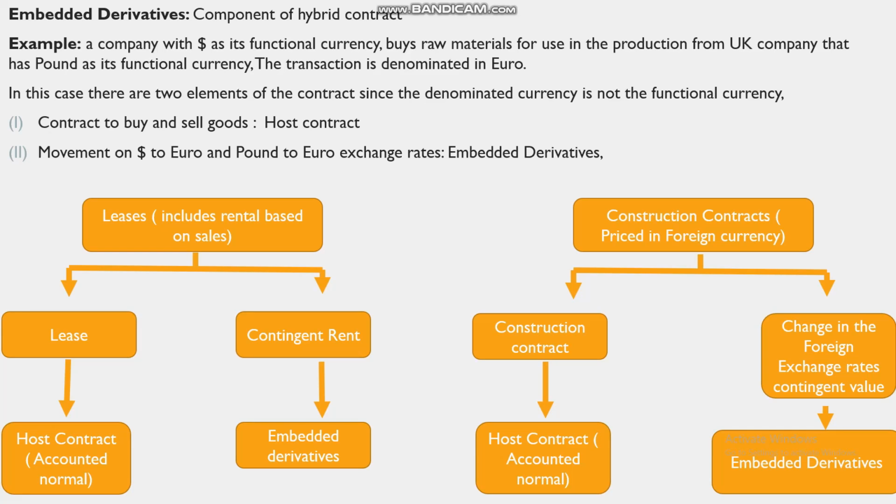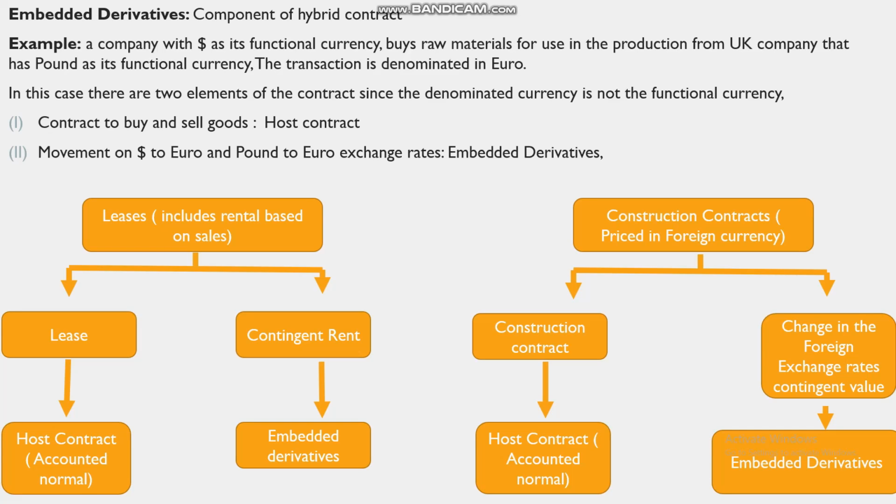Hello everyone. We had done with the classification of financial instruments as the financial assets, financial liabilities, and the equities. In today's class, we are going for the sub-classification and we will discuss the sub-classification of financial assets. Here is embedded derivatives. It is a special type of the derivatives. Okay. So it is the component of the hybrid contract.